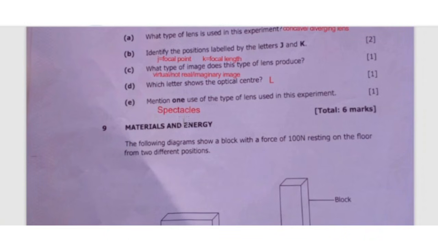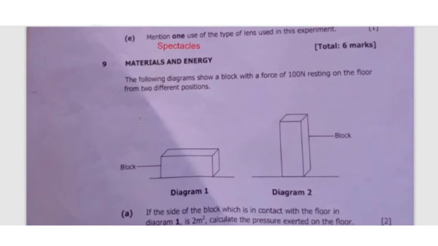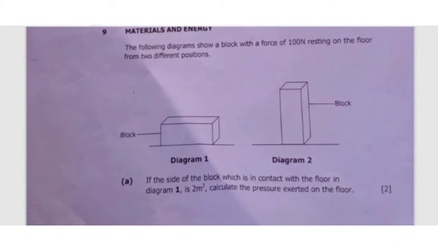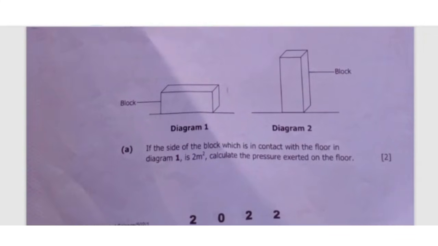Okay, let's go to question number 9, which is coming from materials and energy. The question is the following diagram shows a block with a force of 100 Newton resting on the floor from two different positions. So we have got diagram 1 and diagram 2. You can see that in diagram 1 this block is lying down and here it's standing. I refer to this as standing because the surface which is down here is small and the surface which is down there is big, so we can call it lying down, and this one is standing.